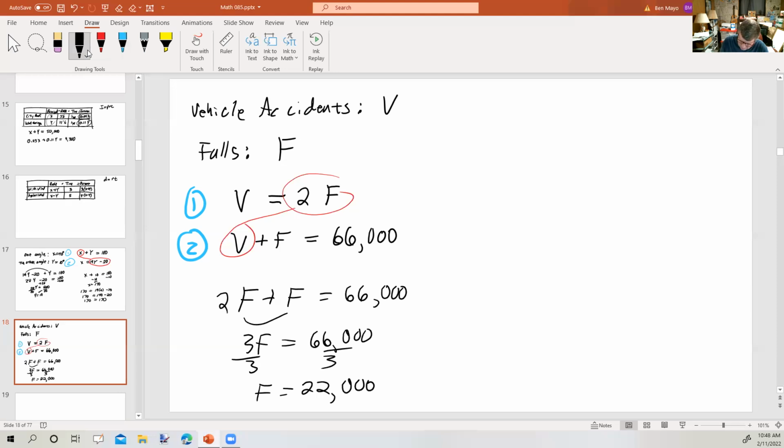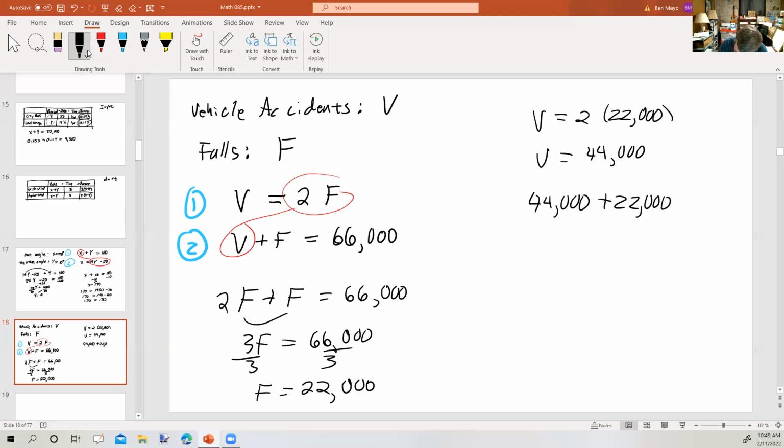All right, let's plug that into one of the top equations. I'm going to plug it into the first one. It says V equals 2 times F. So V equals 44,000. I'll check it in the second equation that says V plus F equals 66,000. Is that true? Yes, it is.